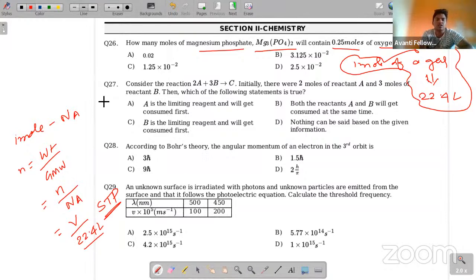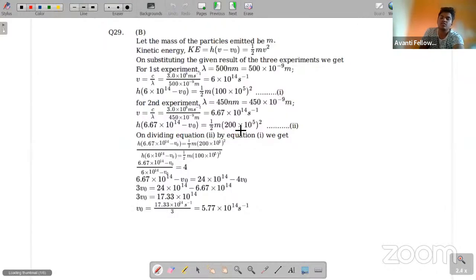Right. Second is also from mole concept. So 2A plus 3B gives rise to C. Initially we have 2 moles of reactant A and 3 moles of reactant B. Then which of the following statements is true? Okay. So they are talking about the limiting reagent question here. So let me check with you.